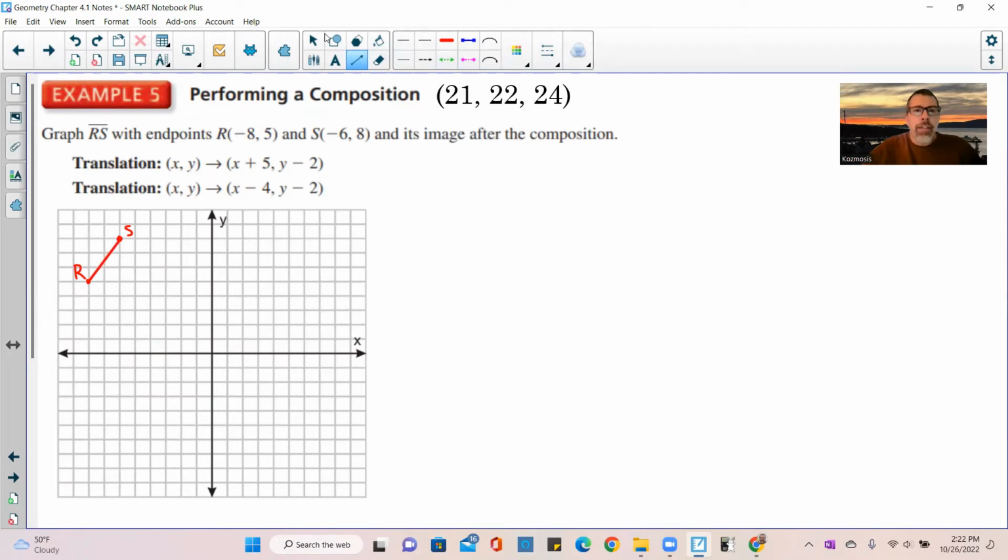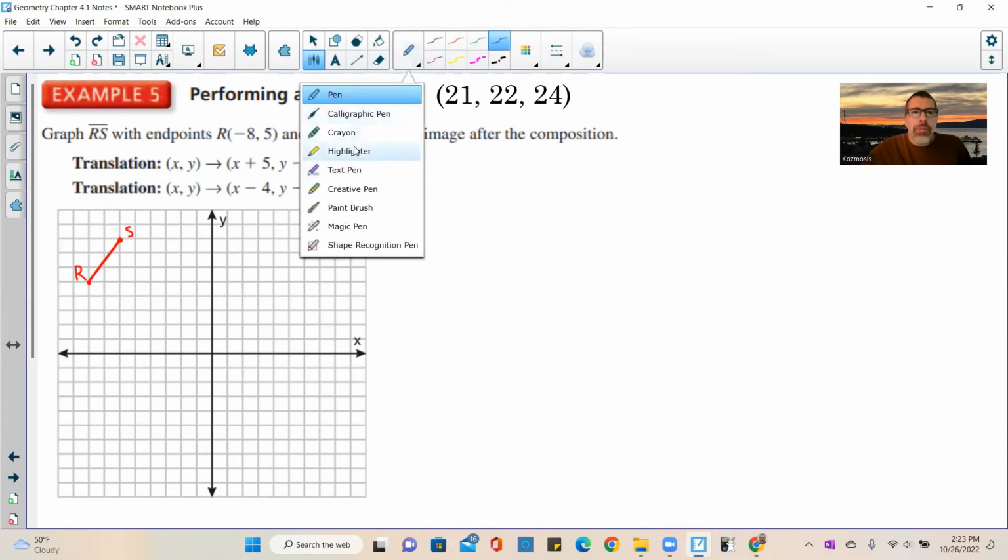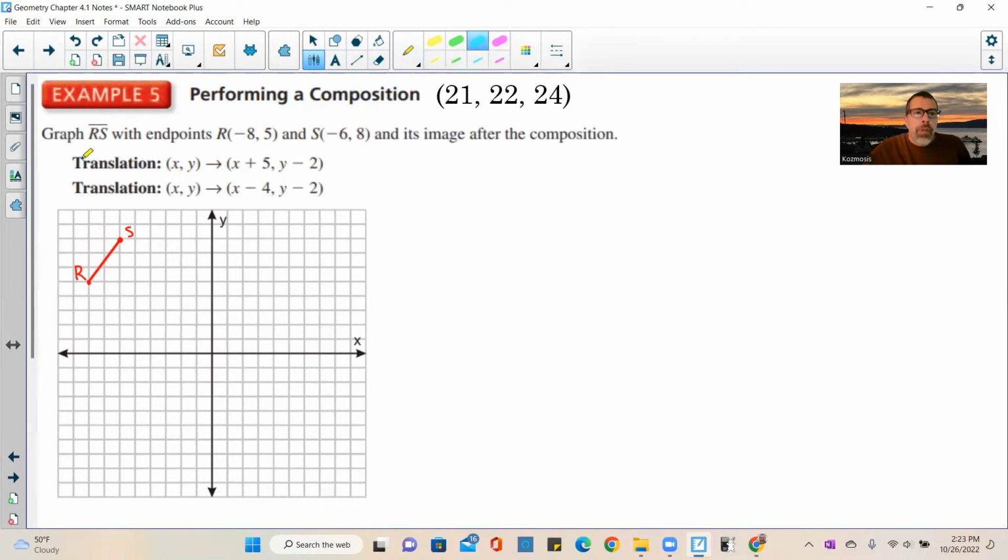Okay, so there's our S. What I want to do is make these all one piece, so I need to group them. And so I should be able to move that all as one piece. There's RS. -8, 5 is R. -6, 8 is S. So this is RS. Translation 1, I'll do in blue. I will do this translation in blue.